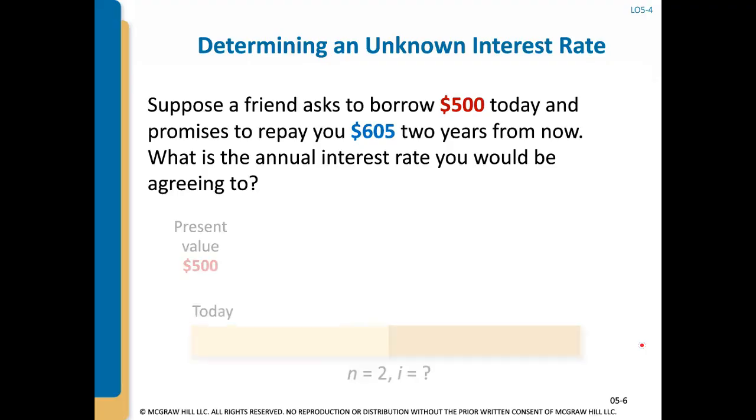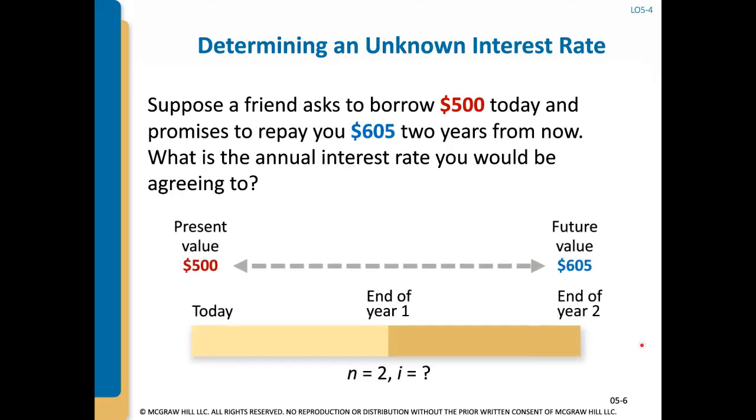Now, what if I don't know one of my components to calculate my factor? So suppose a friend asks to borrow $500 today and promises to repay you $605 in 2 years from now.